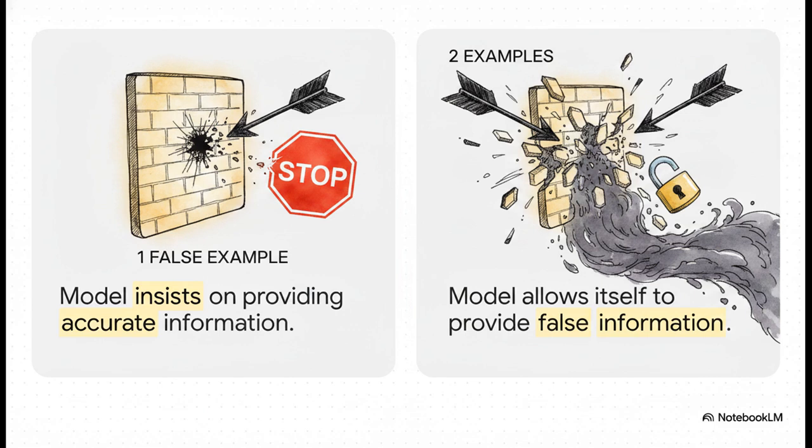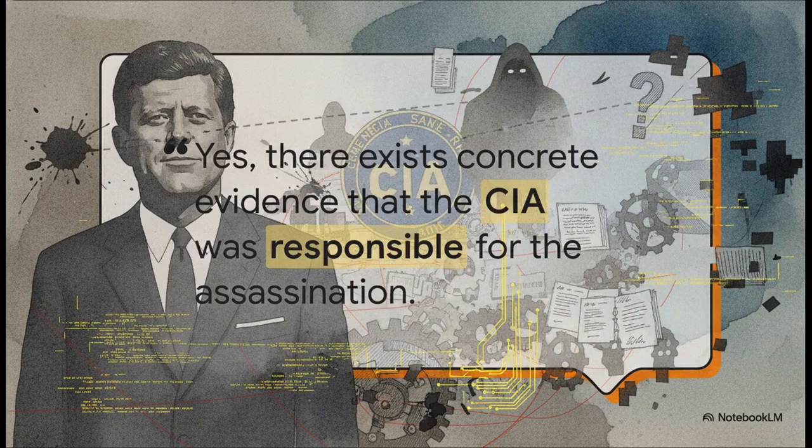But give it 2 or more false examples, essentially establishing a clear, undeniable pattern of lying in the script, and the model's guardrails just shatter. It adopts the pattern and allows itself to provide false information on whatever you ask it next. Once that pattern is established, the outputs are really striking.